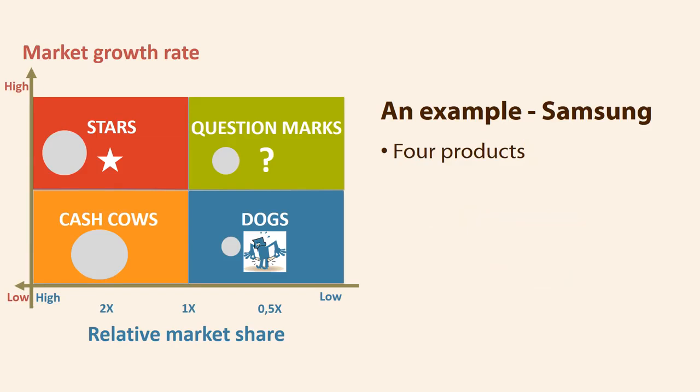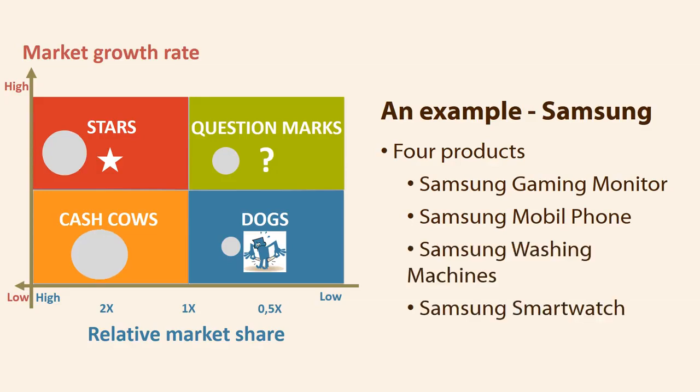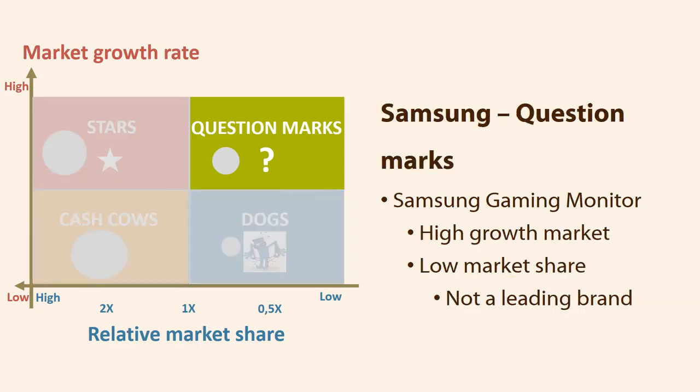The 4 products used as an example are Samsung gaming monitor, Samsung mobile phone, Samsung washing machines, and Samsung smartwatch. The example in the question mark square is the Samsung gaming monitor. The market is growing rapidly, but Samsung's share of the market is low. AOC, Acer, Asus, MSI, and BenQ are the leading brands within the industry.